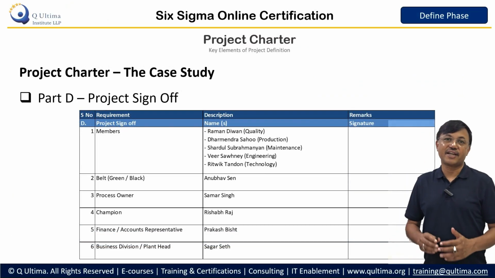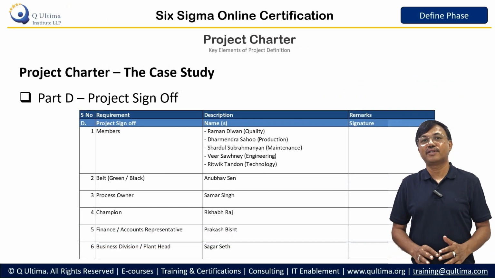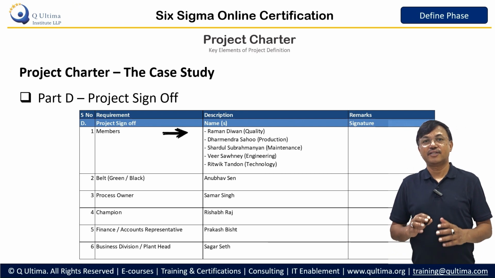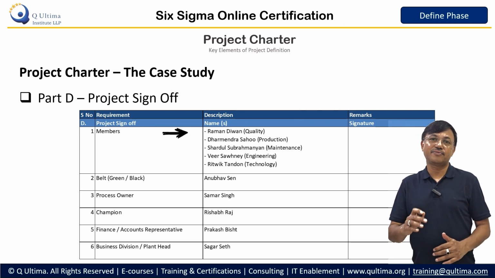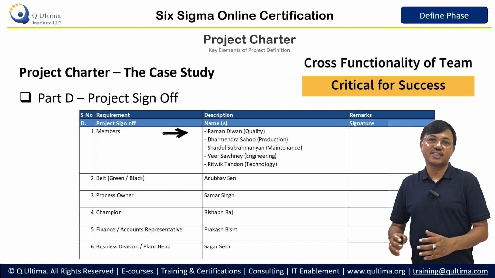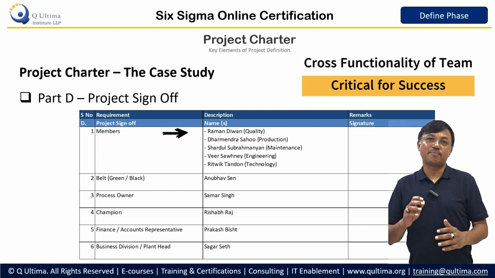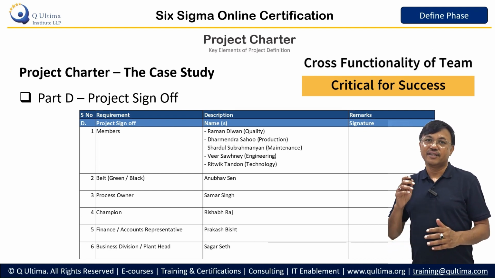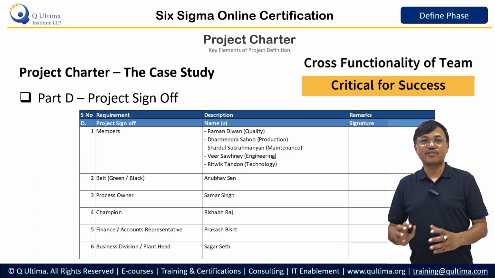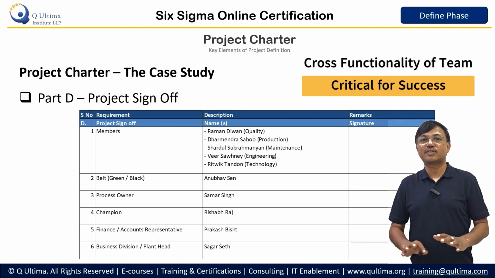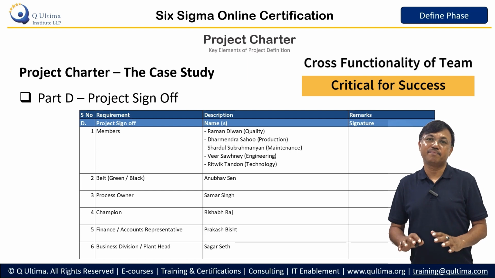Finally, the team takes the sign off first from the members of the team, and it should be ensured the team is from various functions. You can see in this case the team is from production, quality, maintenance, engineering, technology. So very good cross functionality is maintained by this team.